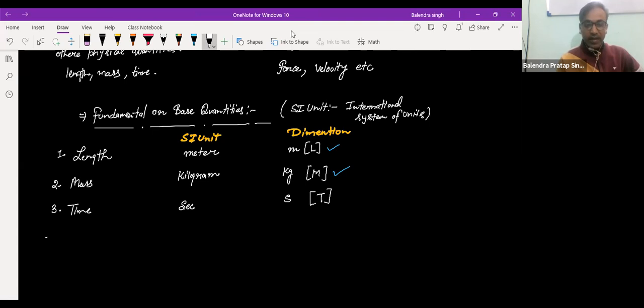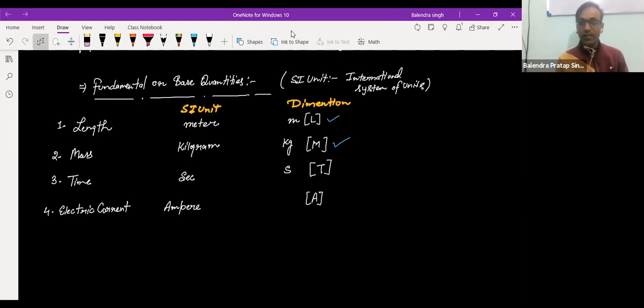The fourth one is electric current, which you will study next year. The SI unit of electric current is ampere, and the dimensional representation of ampere is capital A. So length has dimensional representation capital L, mass has capital M, time has capital T, and electric current, which has SI unit ampere, has dimensional representation capital A.